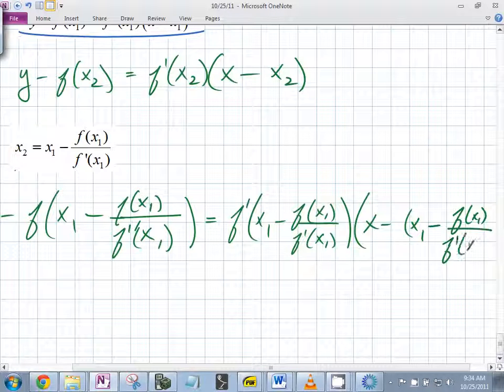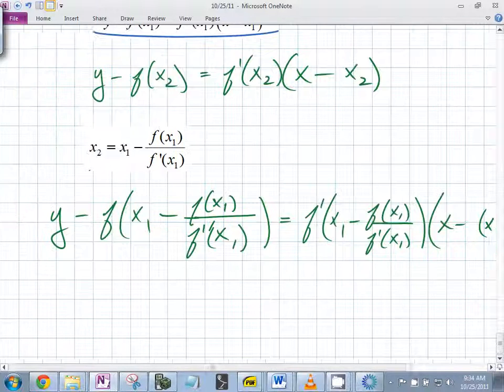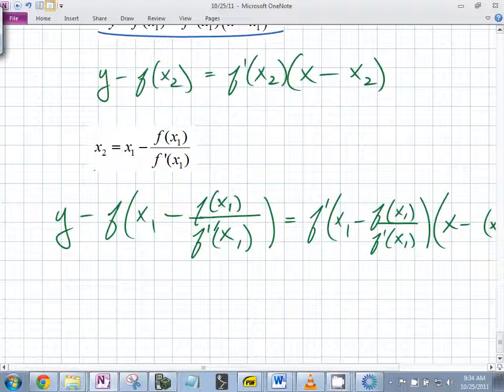So this right here represents the tangent line at point x2, in terms of x1. Correct? So if we wanted to find the x-intercept, we would set y equal to 0 and x equal to, what are we calling that? We're calling it x3. And what would we solve for? Solve for x3.